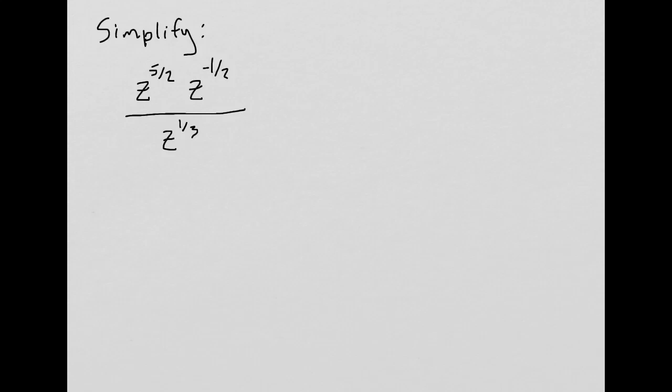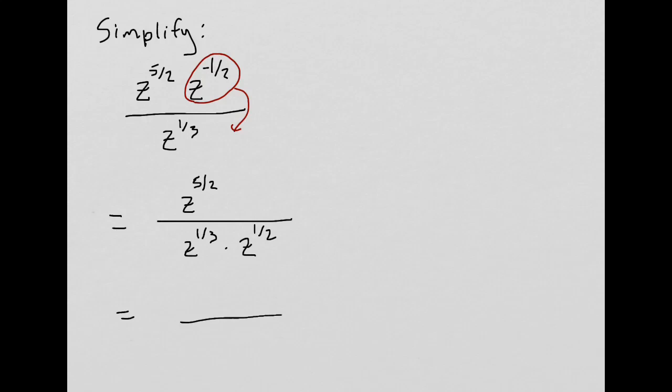Okay, so our first step with this one, similar to the last problem, is I'm going to move this base that has a negative exponent to the bottom. Everything else is going to stay where it is. So I've got z to the 5 over 2, and then z to the 1 over 3. And then when I move that other base to the bottom, I get z to the 1 over 2.